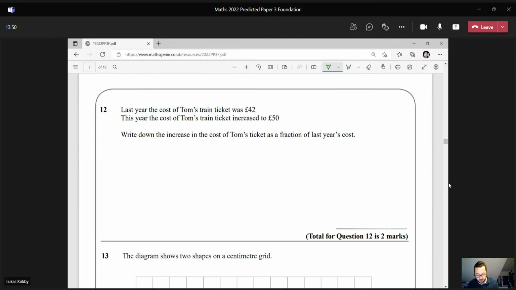Alright, well the increase, we just need to figure out how much more it is. So if it's 50 this year and it's 42 last year, we can just do a quick subtract to get that it's £8 increase. And so you can write that as 8 out of last year's cost, which is 42. And if you want to simplify that, that's 4 out of 21.